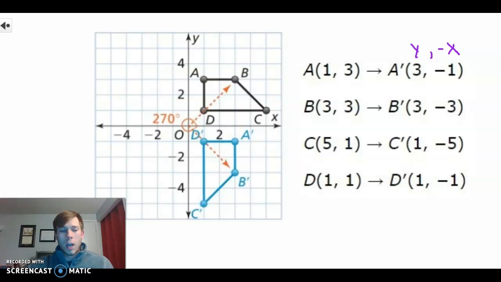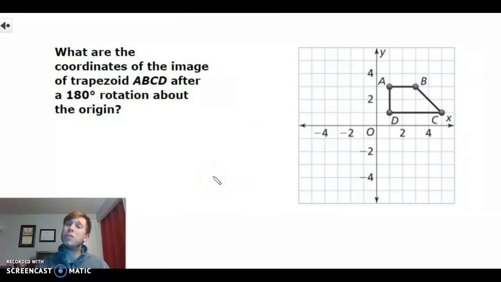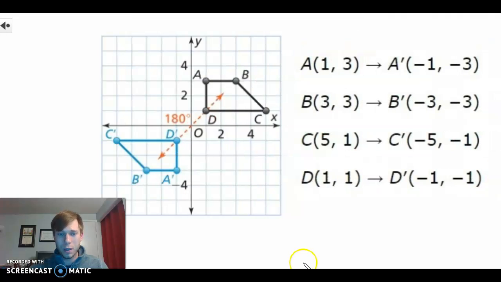Okay. Couple more. All right, I want you to take that same original image that you had before, and now I want you to rotate the trapezoid 180 degrees about the origin. Give that one a try now, guys. All right, for this one, once again, you need to break out your rule chart. For this one, your rule is pretty simple. You take the opposite of X, and you take the opposite of Y.